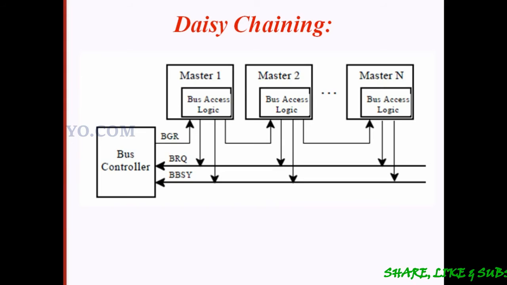Okay, so this is daisy chaining. Here in daisy chaining, bus busy and bus request are connected in a common line. Bus grant is transferred to all the devices in a serial manner. Here if any one device fails, the bus grant signal is lost, so it cannot be transferred to the next level. This is one of the disadvantages of this daisy chaining method.